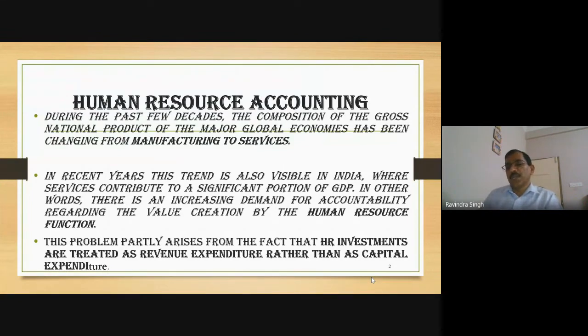Now you see every sector after a certain saturation, either it has to shift or it has to go back to zero. This problem partly arises from the fact that HR investments are treated as revenue expenditure rather than as capital expenditure.